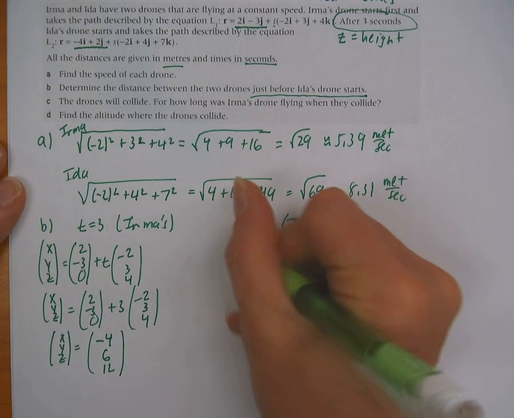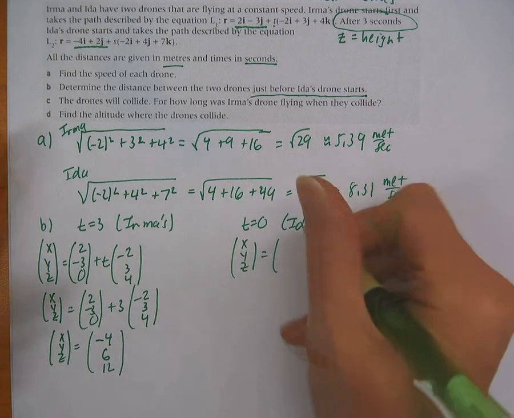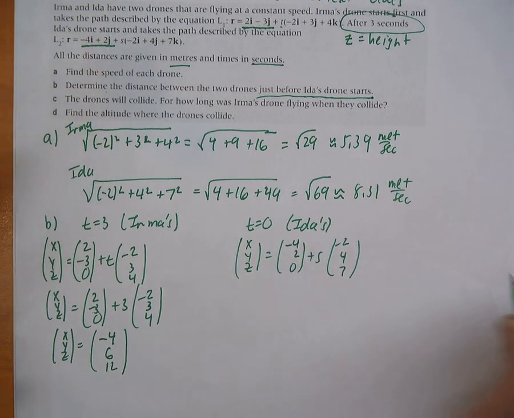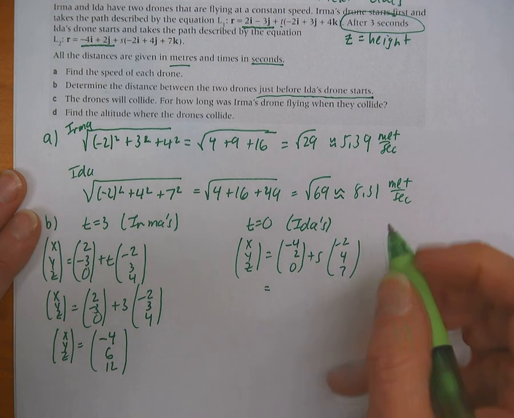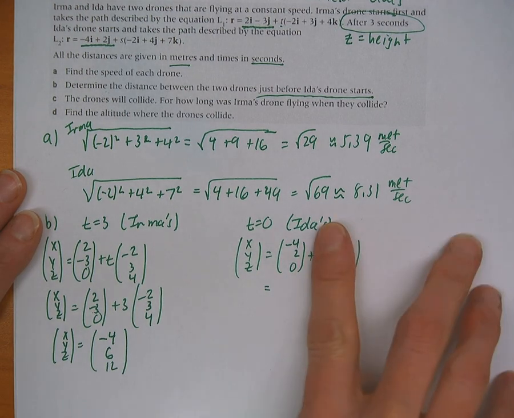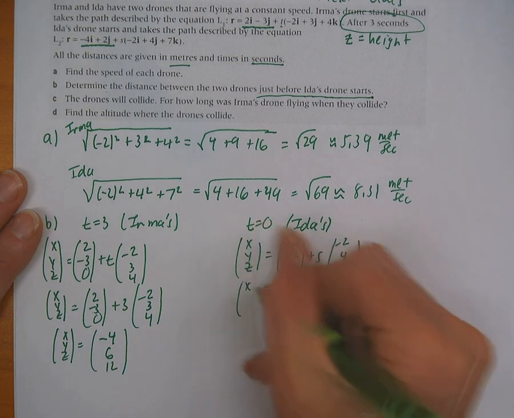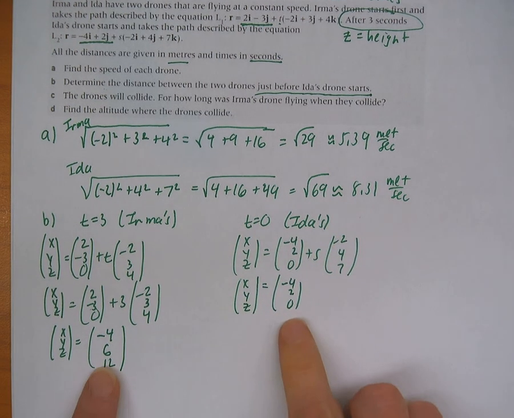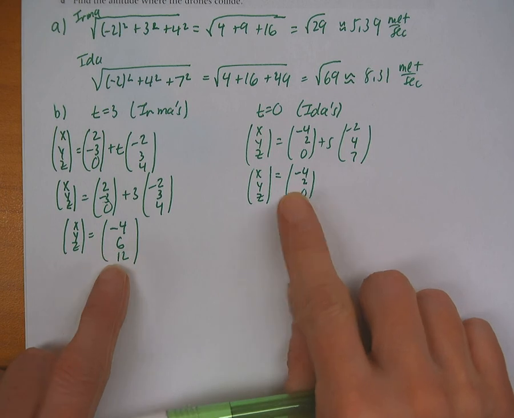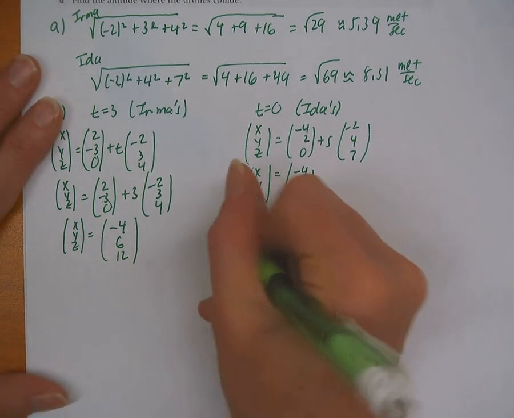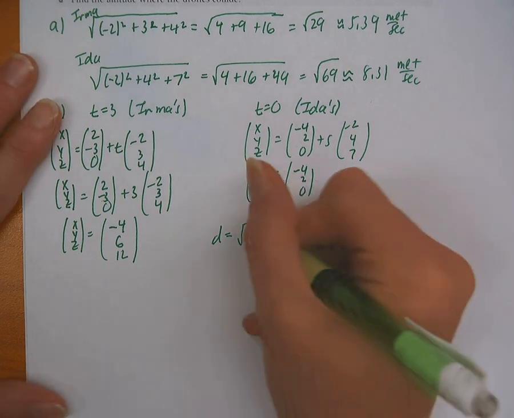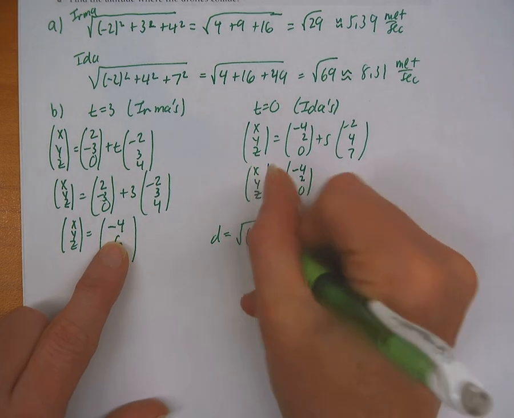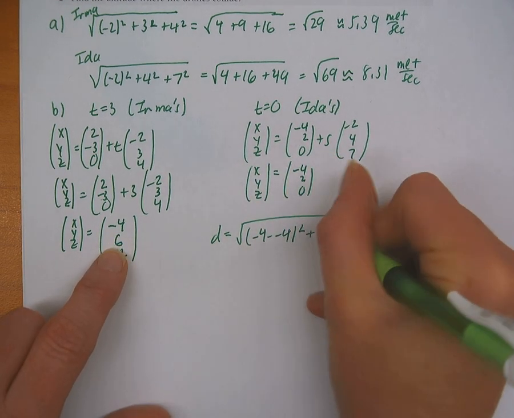And now for Ida's, I'll do the same thing. I'll plug in a 0 for Ida's. So if I'm plugging in a 0, the XYZ value is just going to be -4, 2, 0. So these are the XYZ locations, right? The locations in 3 dimensions of each drone. And then I can just find the distance between them by using our handy dandy distance formula. Notice these are the same, so those will just end up being 0 when I subtract them. You could jump right to that step.